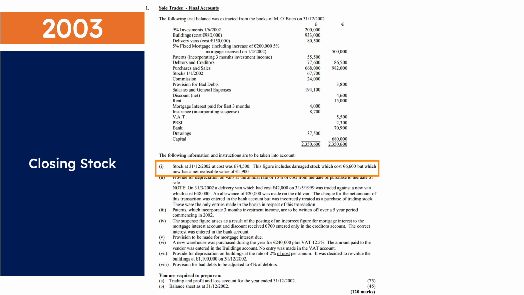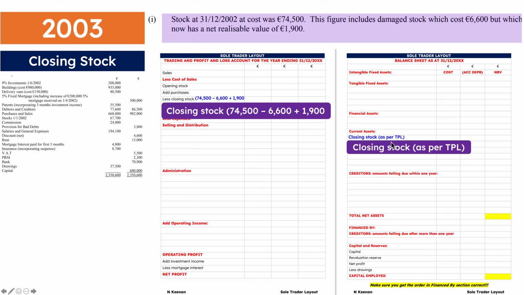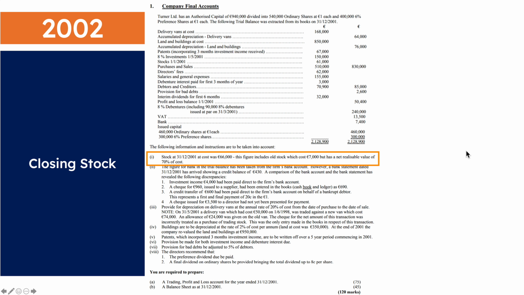2003, again only one tiny one. Stock at 31st the 12th 2002 at cost was 74,500. This figure includes damaged stock which cost 6,600 but which now has a net realisable value of 1,900. So we've got 74,500 minus 66 plus 19, and so that goes into the trading account, and it also goes into the current assets closing stock as per TPL in the balance sheet.